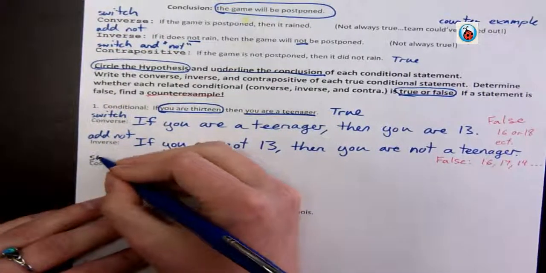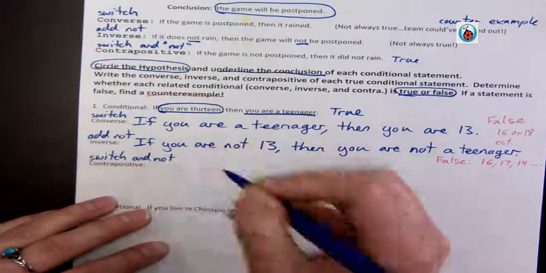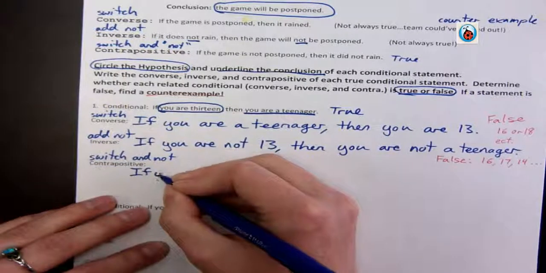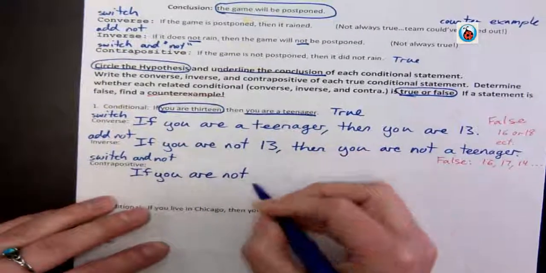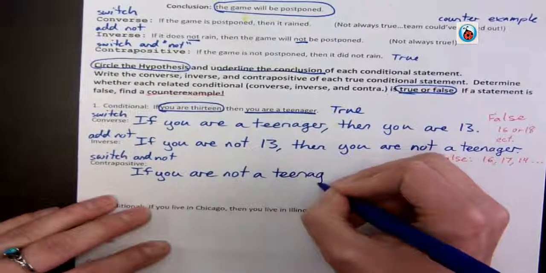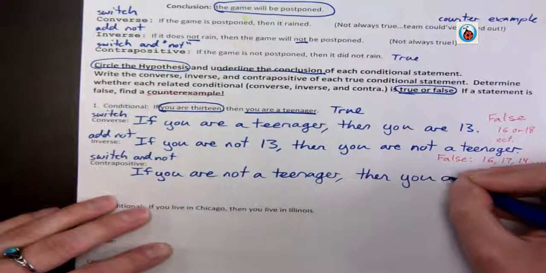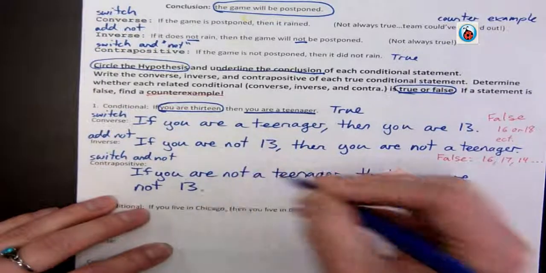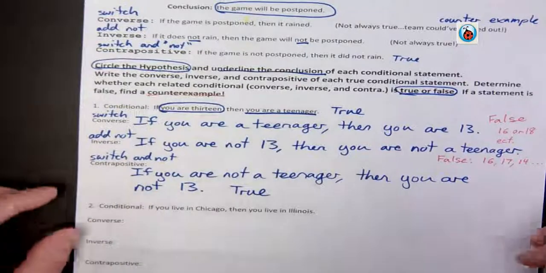And contrapositive is switch and not. So if you are not a teenager, then you are not 13. And that one is true. If you're not a teenager, there's no way you can be 13.